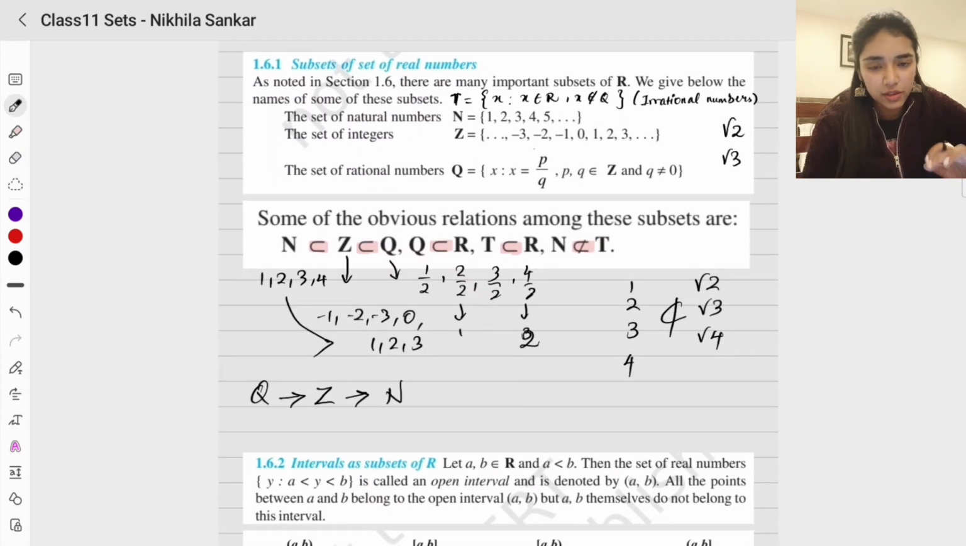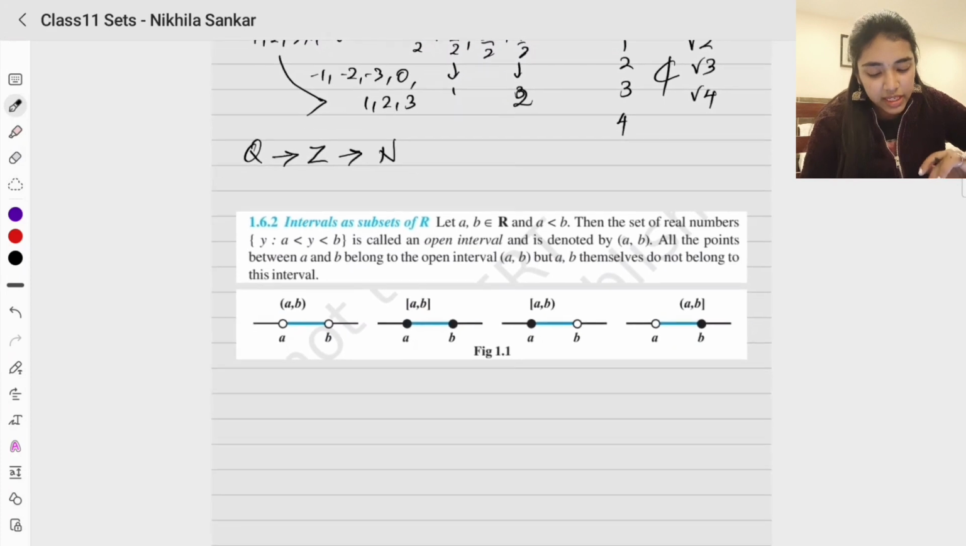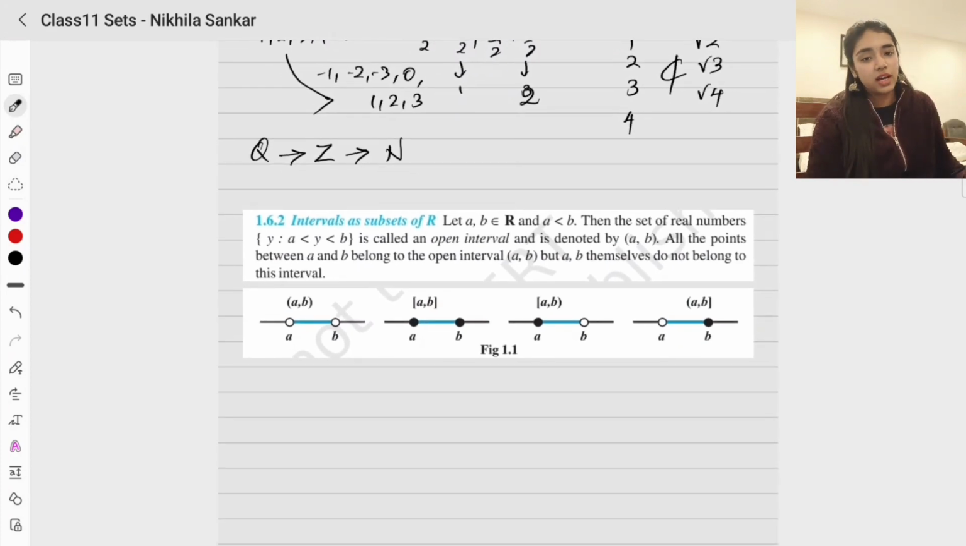That was subsets of set of real numbers. Next topic: intervals as subsets of R. Now we are going to learn how to write intervals. You know this very well, but I'll teach you.